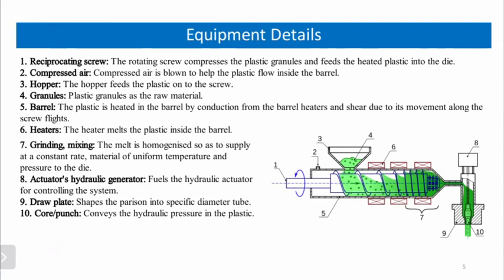The plastic goes through grinding and mixing to get homogeneous temperature and pressure. The actuator's hydraulic generator above the die fuels the actuator that controls the flow. The core or punch pushes the plastic through the die to obtain our parison.